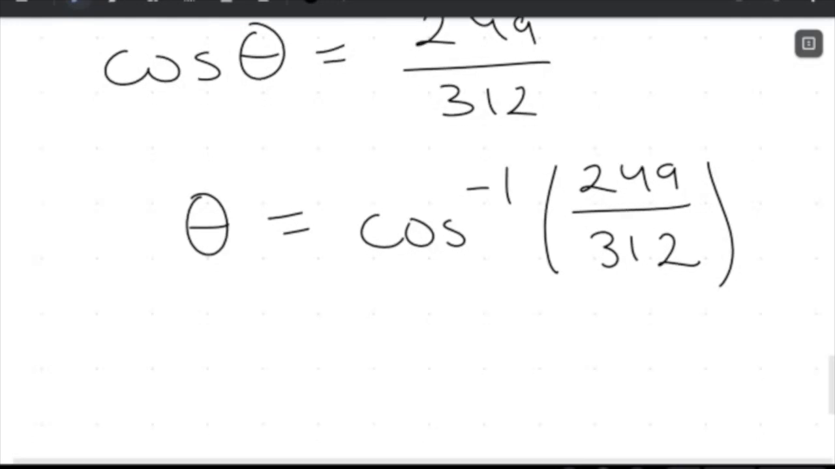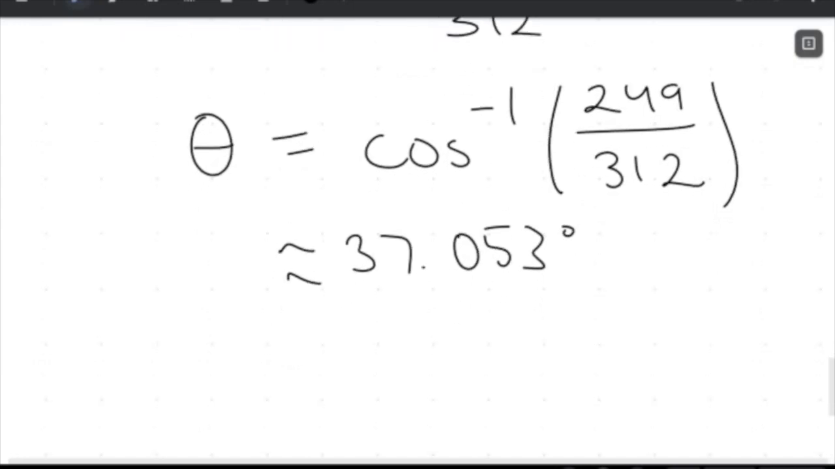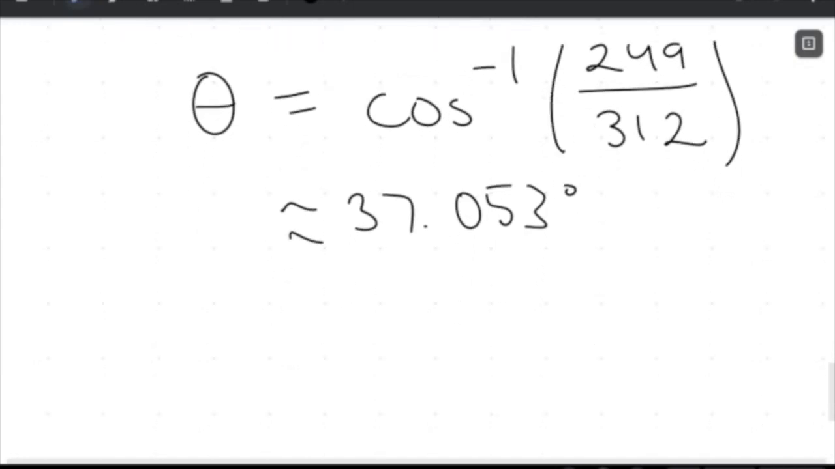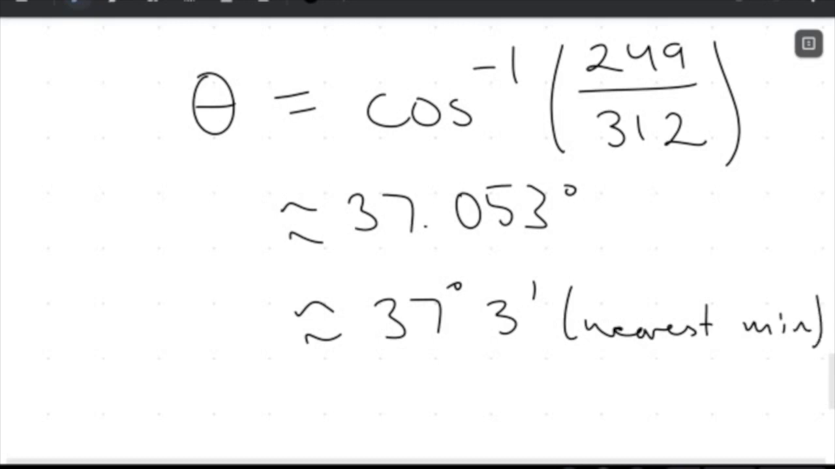And that's going to give me approximately 37.053 degrees. Or I can also write this in degrees and minutes. That also equals 37 degrees and 3 minutes, and this is to the nearest minute.